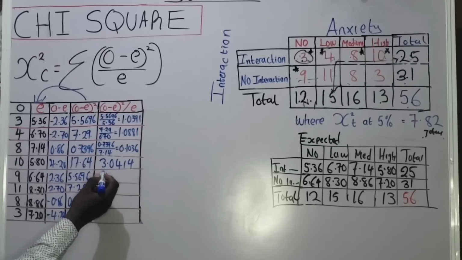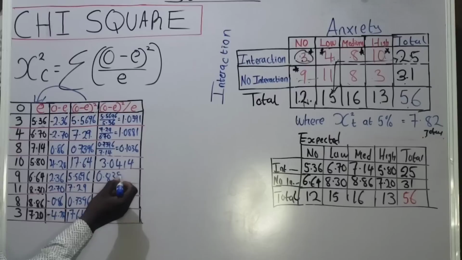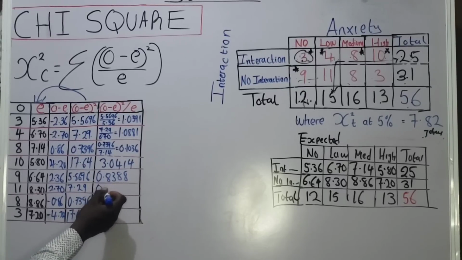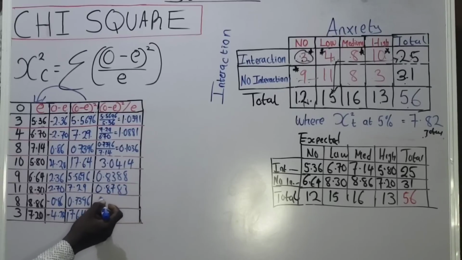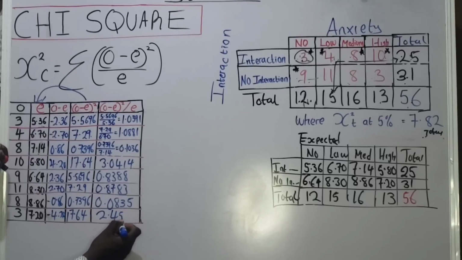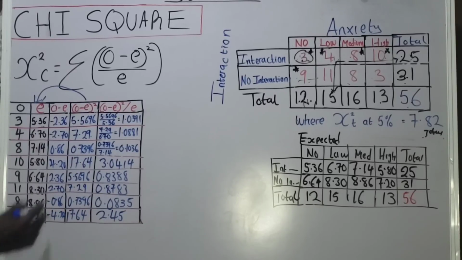3.0414. For this, we are going to have 0.8388. For this, I'm going to have 0.8783. For this, I'm going to have 0.0835. For this, we are going to have 2.45. You understand? So these are the values that we are going to have by the time you divide these cells by these cells. You understand?